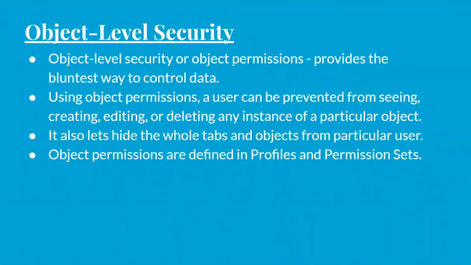Using object permissions, a user can be prevented from seeing, creating, editing, or deleting any instance of a particular object. So how can you define it? You can define it using profiles and permission sets. Object permissions are defined in profiles and permission sets, and the kind of prevention you can do is for the creation, editing, or deleting of any particular instance of a particular object.